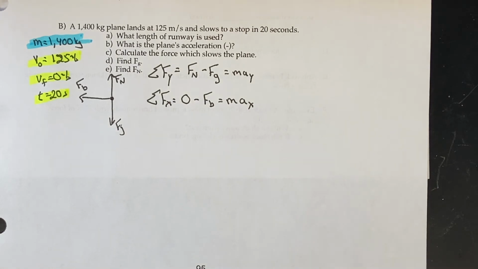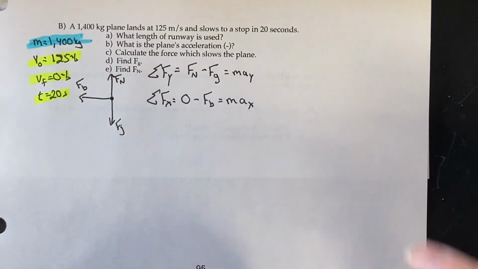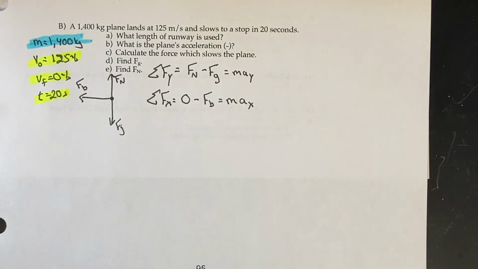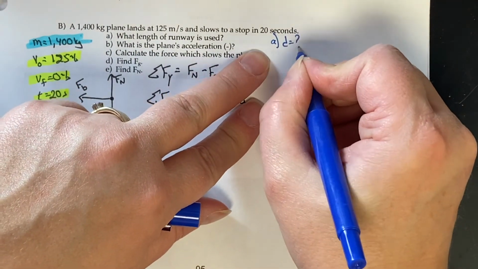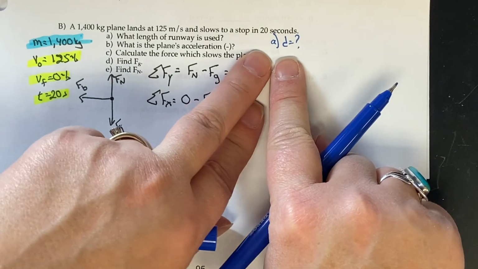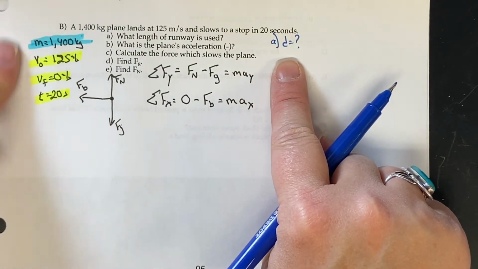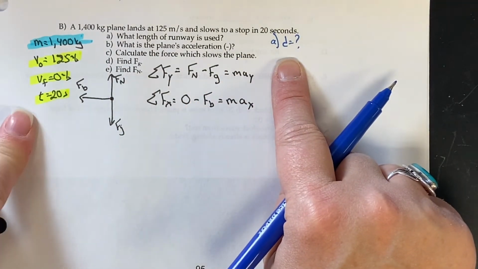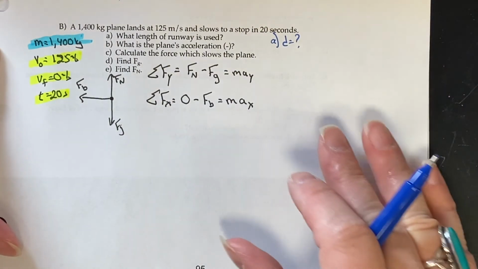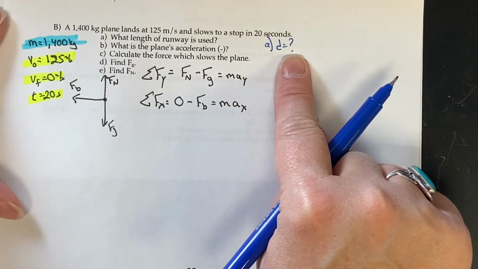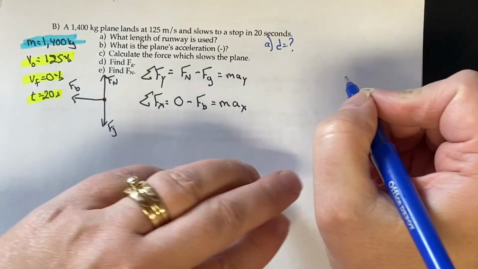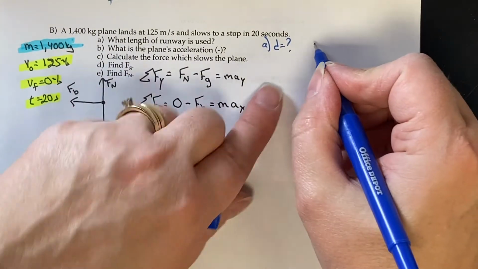Now I'm ready to answer these questions. Part A, what is the length of the runway that is used by this plane to slow to a stop? So part A, displacement is my unknown variable. Displacement is definitely a motion variable. I look over here, I do have 3 givens provided for motion, so I can use that motion equation. Acceleration is not one of my variables, so I use the motion equation that does not include acceleration.